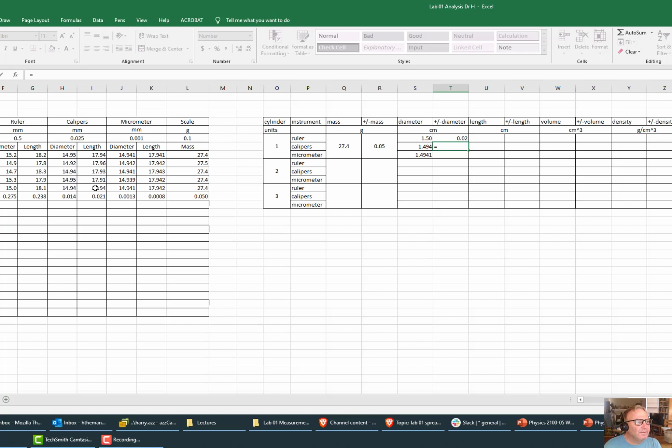It's on the diameter. Yeah, this is pretty tedious, huh? Nope, wrong one. Here it is. Divide by 10. And plus minus for the micrometer. So that equals here, divide by 10.